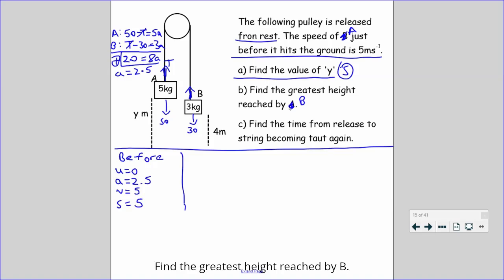Find the greatest height reached by B. Okay, so S we found was 5, right? Now, just to show on the diagram what will happen, A will go down by 5. That means B will go up by 5. So B is now at 9 meters above the ground. After A hits the ground, the string gets a shock effect, and B goes even slightly higher. And we don't know exactly what that is. So that's what we need to find out.